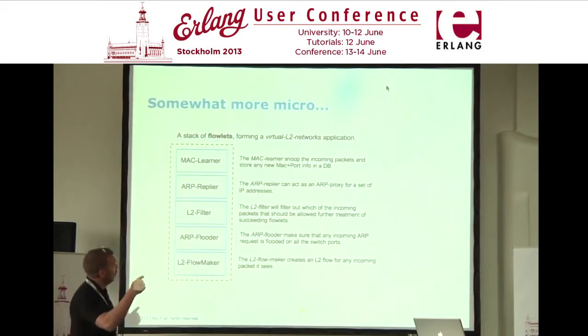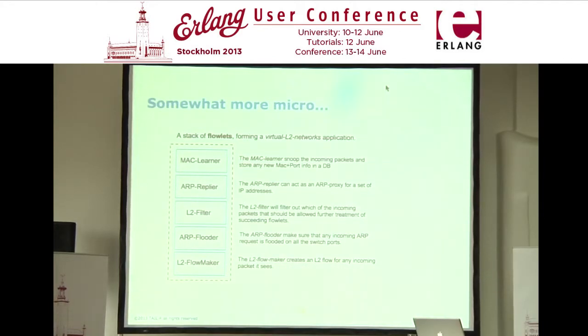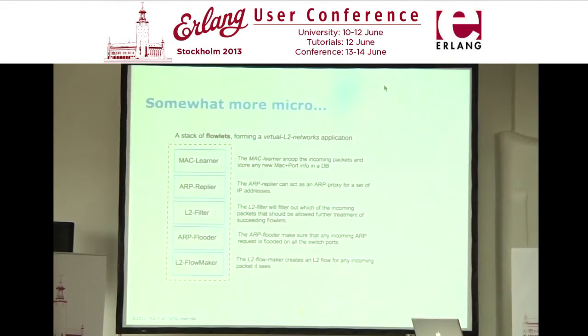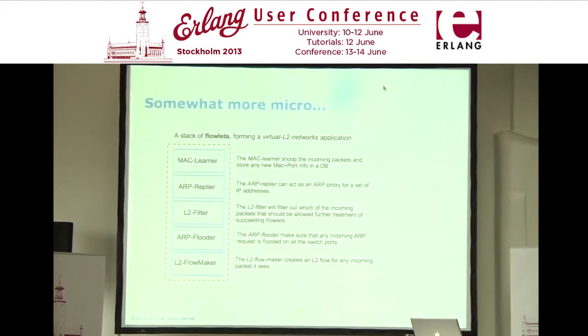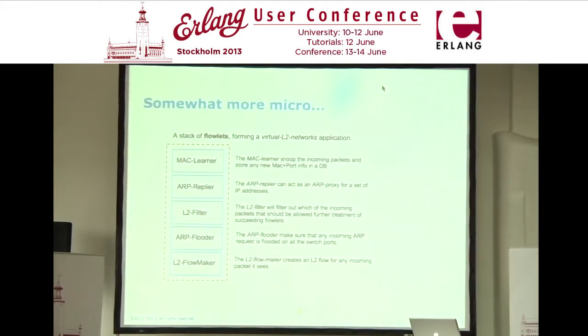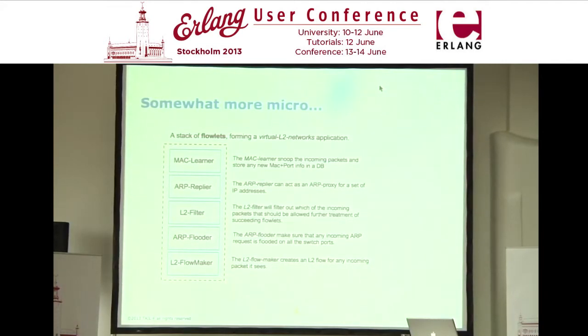So a packet comes into the controller, enters the first Flowlet, in this case called the Mac learner. The only thing the Mac learner does is to look at the packet and see what switch port it entered through and what kind of MAC addresses were in the packet, both source addresses and destination addresses. And it stores that information. So if a packet enters through port 1 with a certain source address, I store that into a database in the system. And that's everything it does. Then it just finishes, and the packet goes to the next Flowlet in the stack, in this case, the ARP replier.